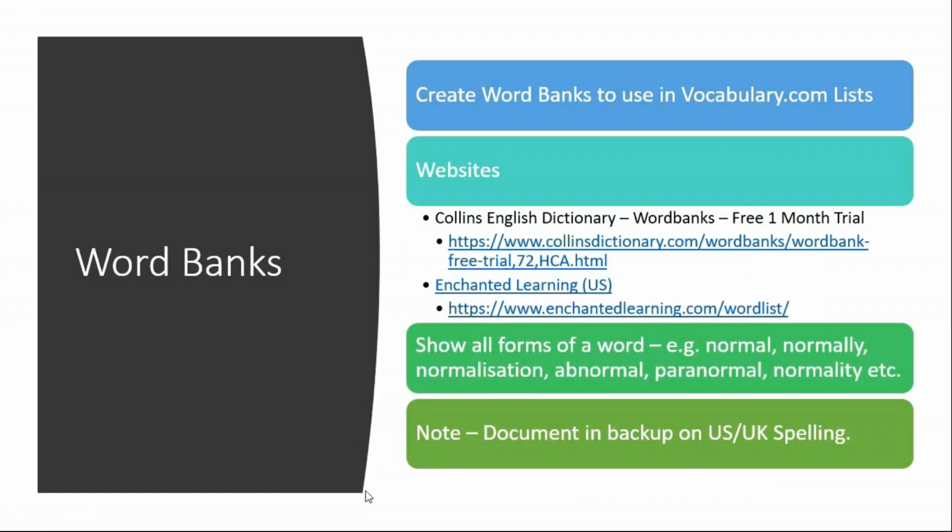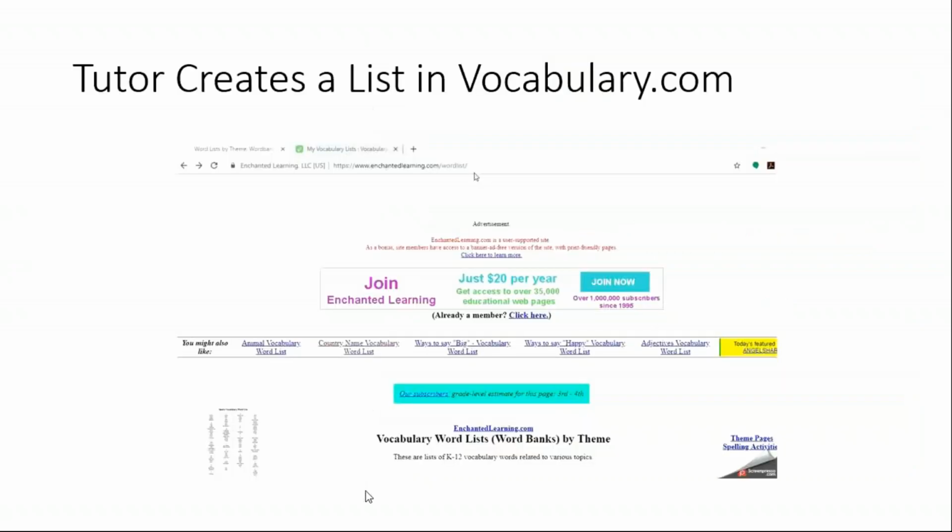So how do we get the list to put into Vocabulary.com if I want a list specifically individualized to the learner? I can create a word bank, or I can use these two websites here, the Collins English Dictionary and Enchanted Learning. Today I've taken a list out of Enchanted Learning, so this is where we could go to pick up a word bank. Watch out for UK/US spelling. In the backup I just have a short document on the UK/US spelling, but you could bring your word list into Word and correct any US spellings too.